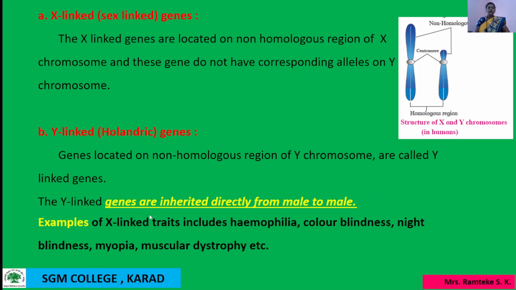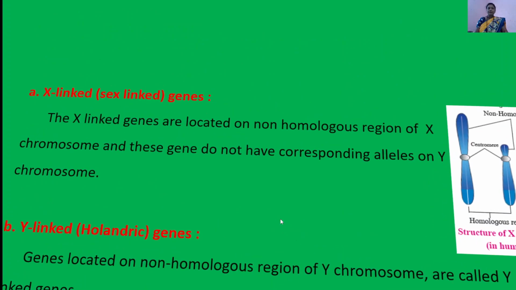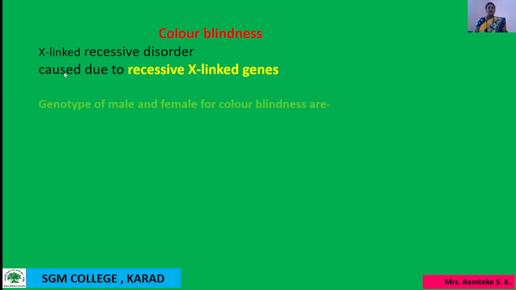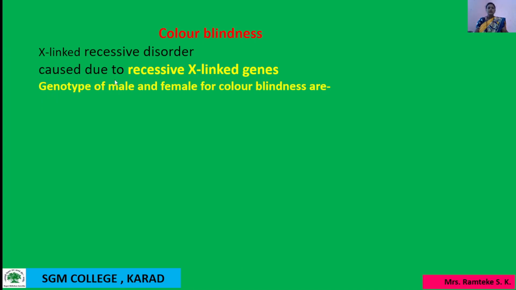Ok, then the example of particular X-linked traits include hemophilia, color blindness, night blindness, myopia, muscular dystrophy. These are the disorders. Okay, so next one is here color blindness. So these diseases come from these defective parts. So the first disease is color blindness. So in color blindness, here is an X-linked recessive disorder caused due to the recessive X-linked genes.